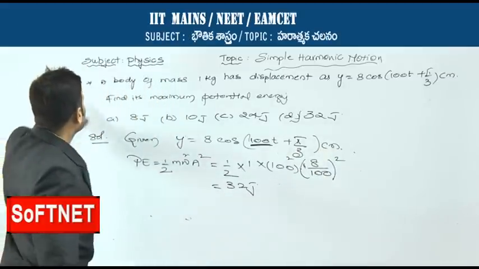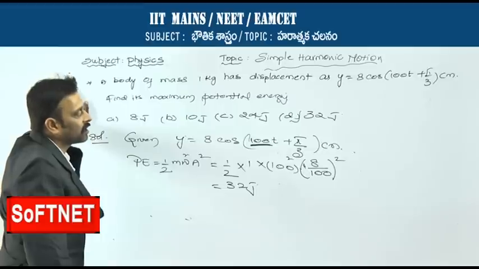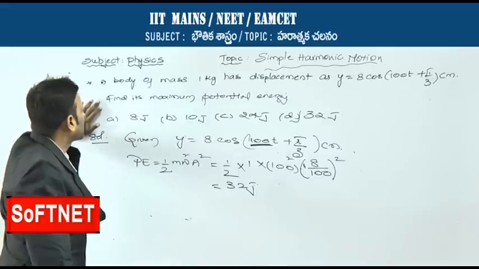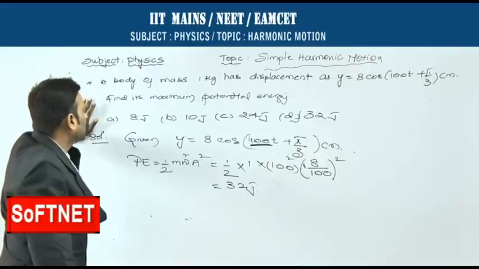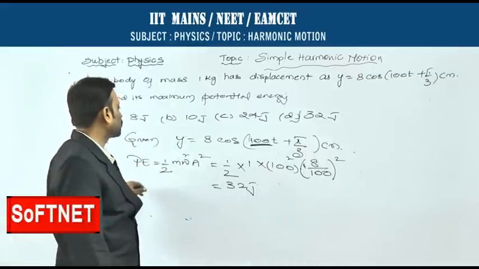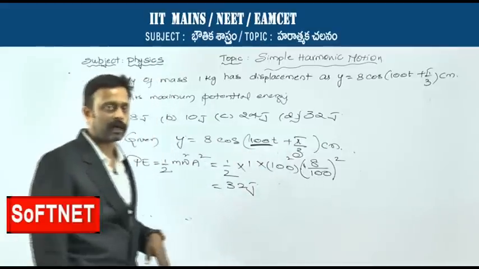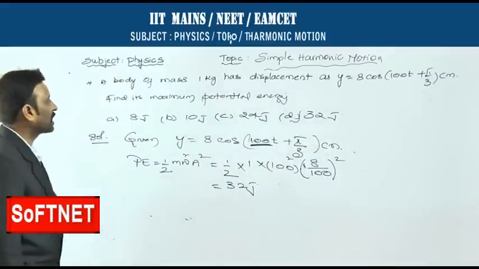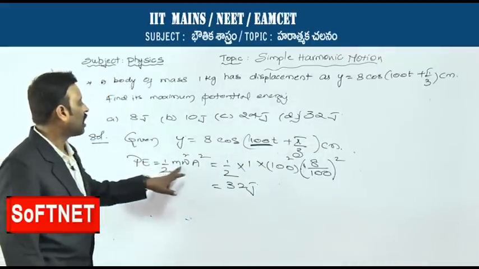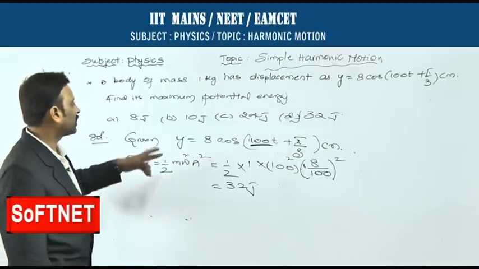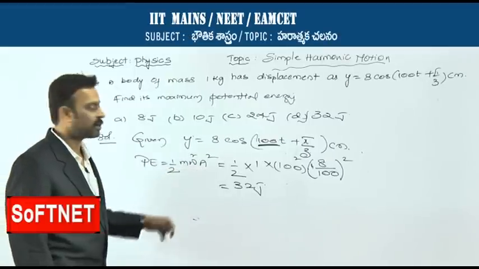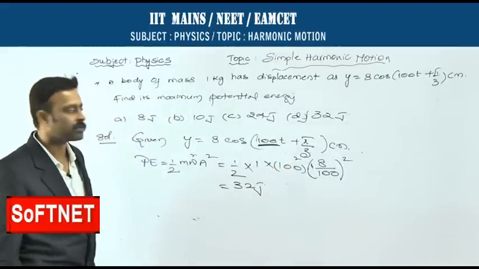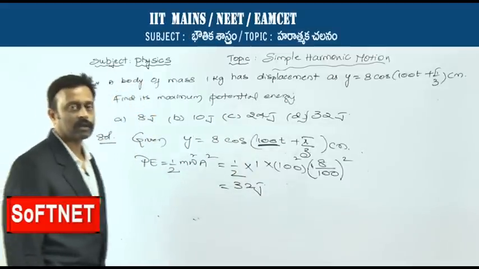Once again, have a look at the problem. For a body of mass 1 kg, the expression for displacement varies according to the function y is equal to 8 cos 100 t plus pi by 3 centimeters. You are asked to calculate its maximum potential energy. So, when comparing this equation with original form of a displacement, y is equal to a cos omega t plus phi, you are getting the angular velocity omega as 100 and amplitude as 8 by 100. The formula for maximum potential energy is half m omega square a square. By substituting the given data, mass, angular velocity and amplitude in this relation, and doing the simplification, you are getting the answer as 32 joules. So, according to the given options, the fourth option is correct one.